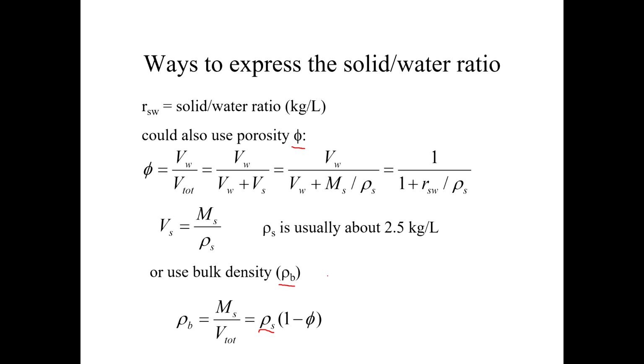What is the solid density? Who knows? It varies, but if you don't know, a good guess is about 2.5 kilograms per liter. That's what the engineers use. They're always taking shortcuts. That's what they do. Okay, so we can rewrite phi here, porosity, and we can rewrite it this way. And based on this, we could back out the value for RSW, which we could then plug into that previous equation. So a couple of different ways to get the solid-water ratio. And now we'll do an example problem.